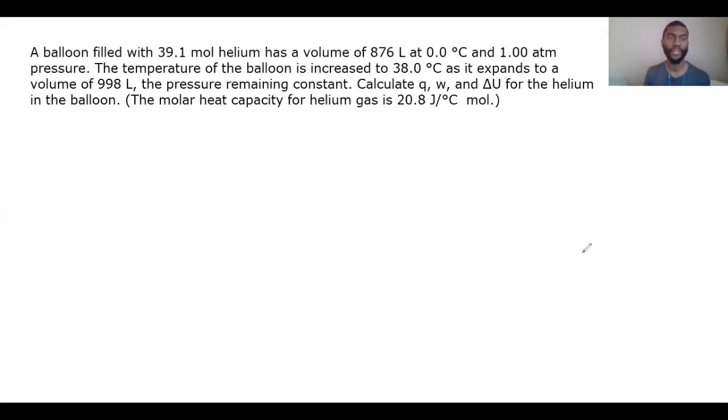All right, so we've got this problem here. It says a balloon is filled with 39.1 moles of helium. This balloon has a volume of 876 liters. It's held at 0 Celsius and at 1 atmosphere of pressure. The temperature of the balloon is increased to 38 degrees Celsius as it expands to a volume of 998 liters. The pressure remains constant. So we're asked to calculate the heat, the work, and the change in internal energy for the helium in the balloon. And we're given this information. The molar heat capacity for helium gas is 20.8 joules per degree Celsius per mole.